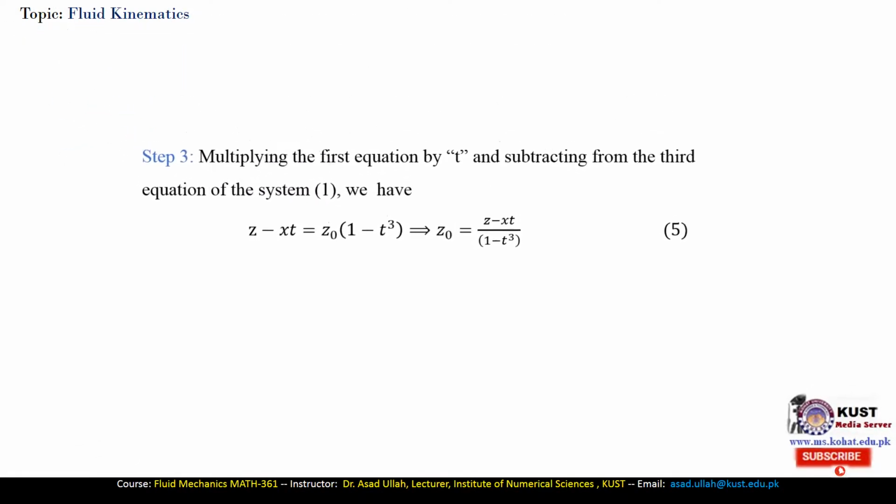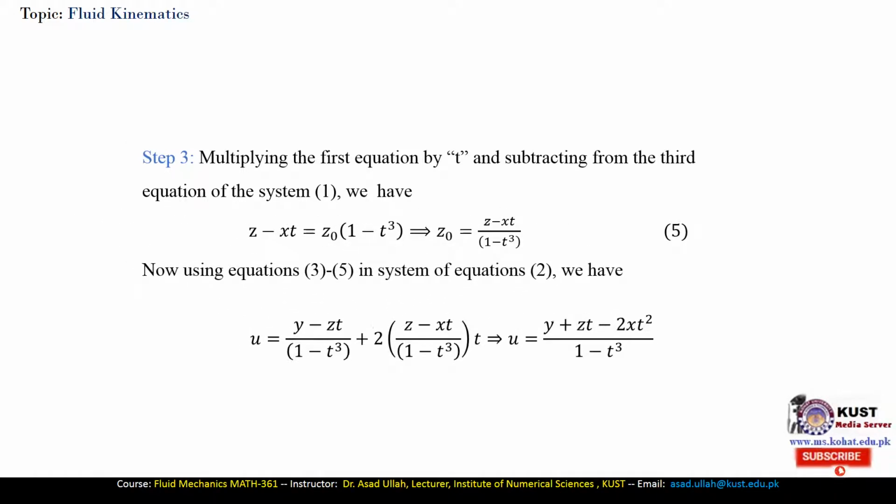In step 3, multiplying the first equation by t and subtracting from the third equation of the system 1, we have the result in the form of equation 5. After simplification, we get z minus xt is equal to z naught into 1 minus t cube, and dividing both sides by 1 minus t cube, we get z naught is equal to z minus xt divided by 1 minus t cube.